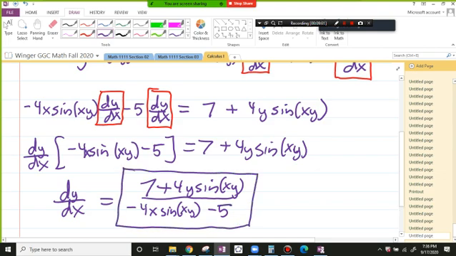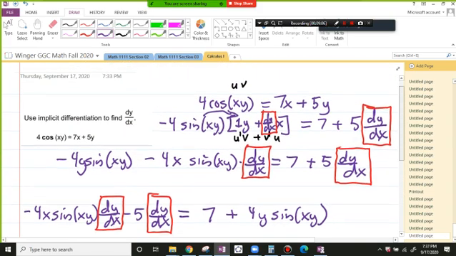Super ugly. The crucial part here is recognizing that this requires the product rule.